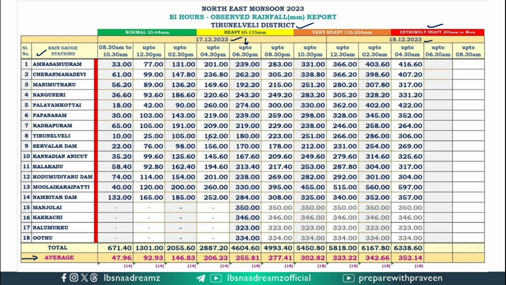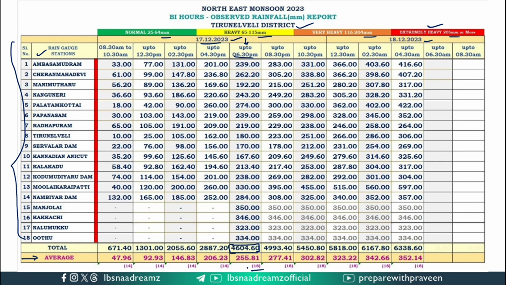In this, let us take this column as an example. Up to 6:30 p.m. on 17th December, the rainfall readings were like this. If you add all these readings, you will get the total rainfall level as 4604.60 mm. Rainfall level will be measured in millimeter. So to find the average rainfall up to 6:30 p.m. on 17th December, the district administration has divided 4604.60 mm by 18. Totally, there are 18 rain gauge stations, so they are dividing 4604.60 by 18.